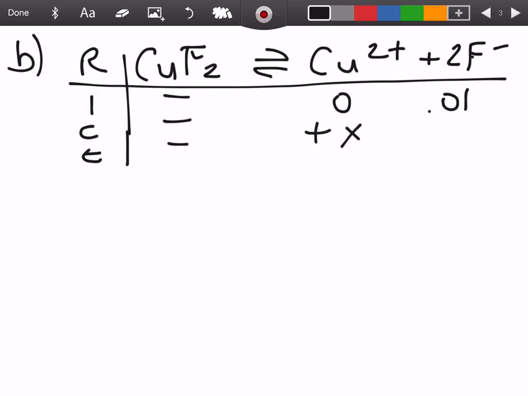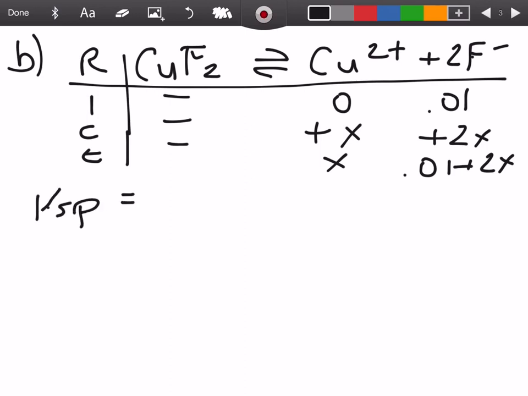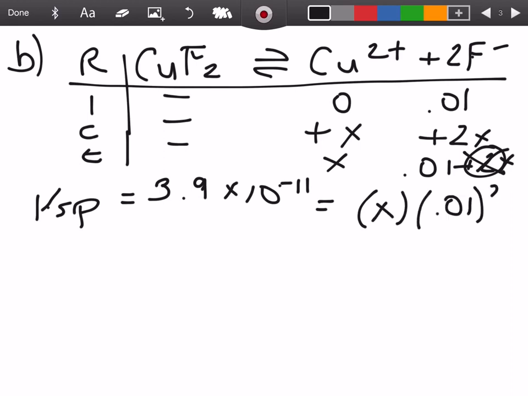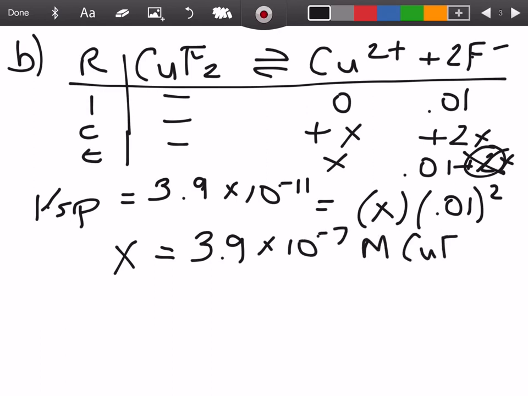I'm going to have that same change as before. So for my equilibrium concentrations, I end up with x and 0.01 plus 2x. But again, my Ksp value is really, really small. I've got this 3.9 times 10 to the minus 11. That means that this change is going to be negligible. So I really have x times 0.01 squared. So when I solve for my x this time, I should get 3.9 times 10 to the minus 7. And again, since I'm solving for that molar solubility, it's molar CuF2. So that should have been my answer for part B.